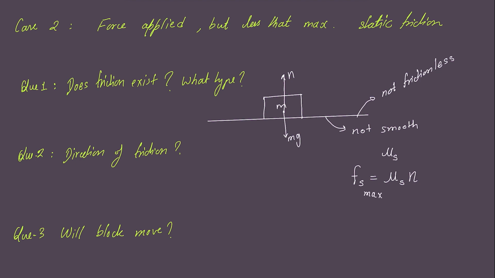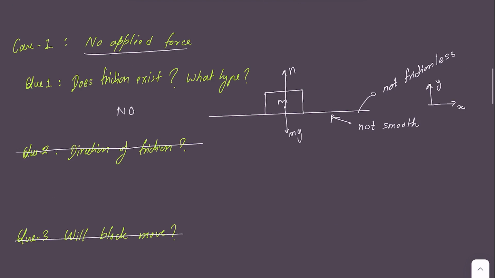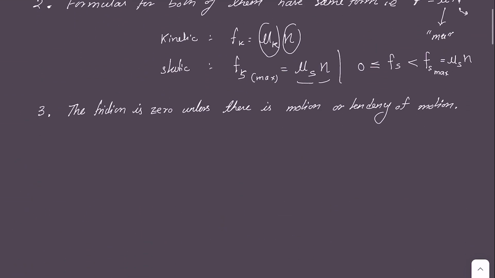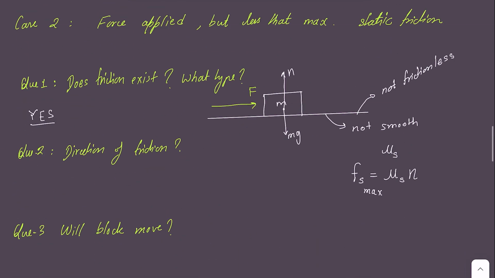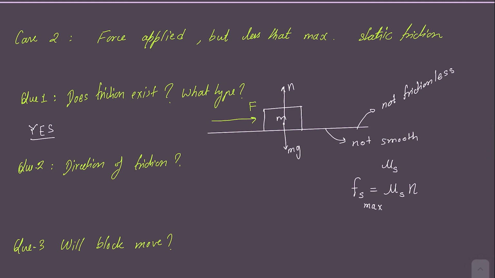But let's say there's a force applied, and that force is capital F in this direction. So that is the scenario we have. The question is, does friction exist? The answer is yes, it does. And why is the answer yes? You go back to the third point here. The friction is zero unless there is motion or tendency of motion. In this case, there is a tendency of motion because there is a force in the plus x direction.